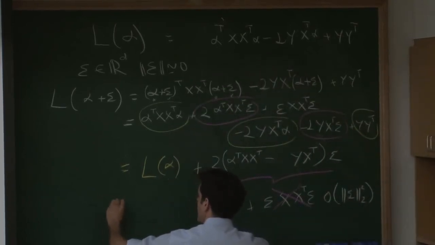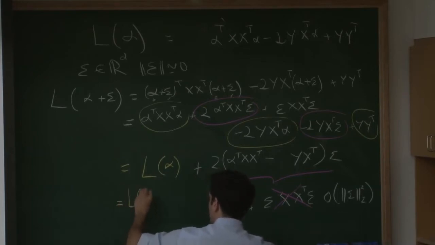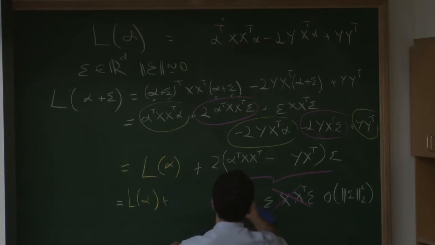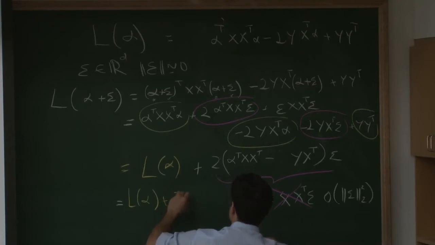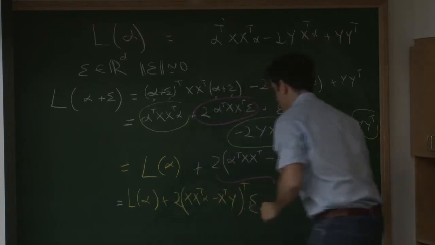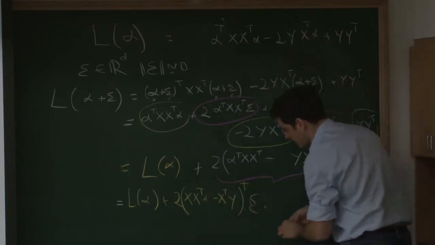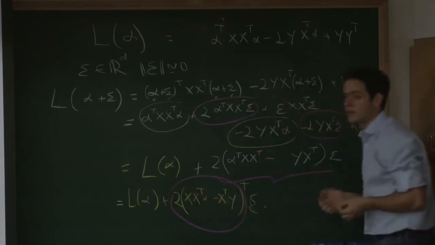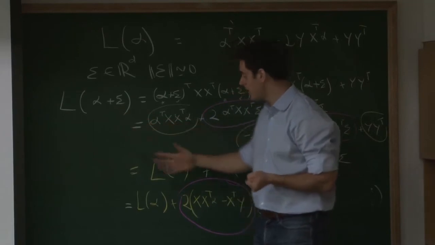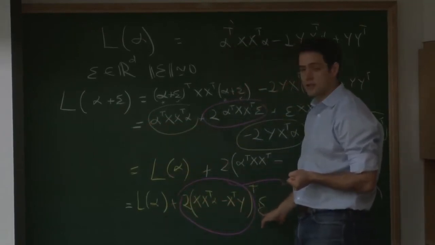So we have that L of alpha plus 2 times alpha transpose x transpose minus y x transpose times epsilon. And that's basically equal to, let's write it again, the transpose of 2 x transpose alpha minus x transpose y, transpose epsilon. Okay? And this is what we call the gradient. We're just saying that around alpha, if I add a small epsilon, then I get roughly L of alpha plus a linear term in epsilon. A linear term is just this times epsilon.